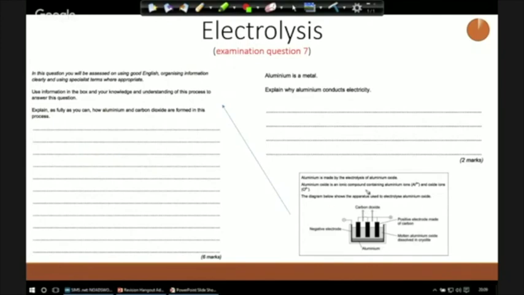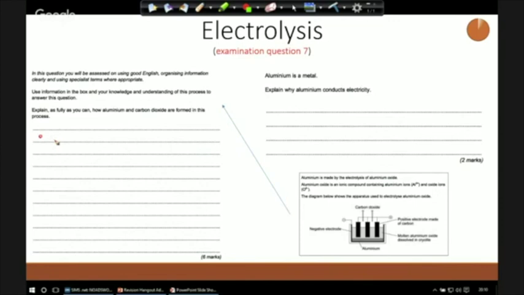With this one specifically though, this is the information that they gave at the beginning. So aluminium is made from electrolysis of aluminium oxide. It's an ionic compound. It's got our aluminium ions and it's got our oxide ions. And then here's the apparatus that is used. So we've got our negative electrode, our positive electrode, and then we've got our molten aluminium oxide dissolved in cryolite, and we're releasing carbon dioxide. So for the question, explain as fully as you can how aluminium and carbon dioxide are formed in this process.